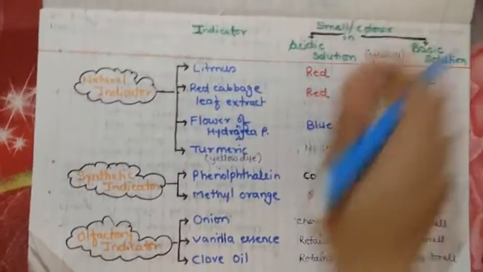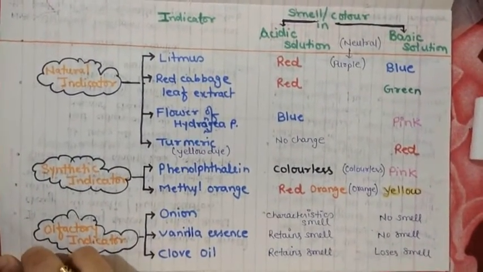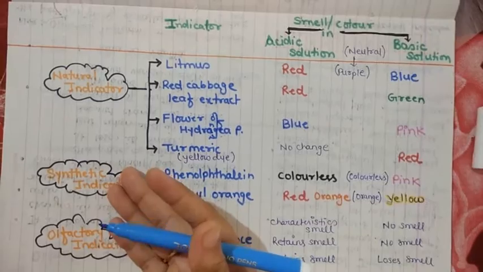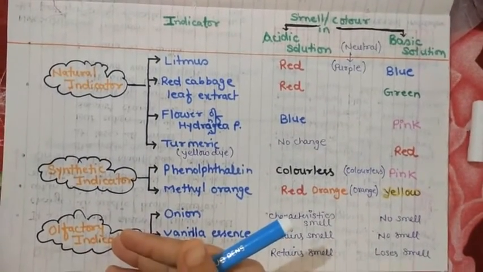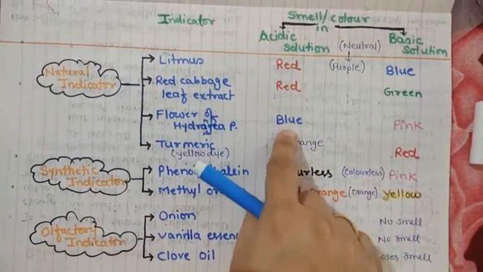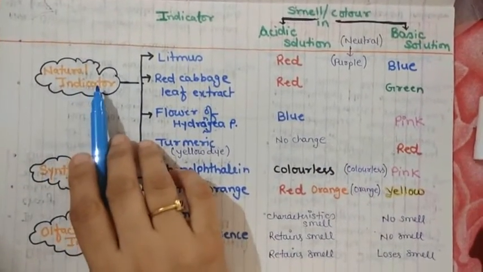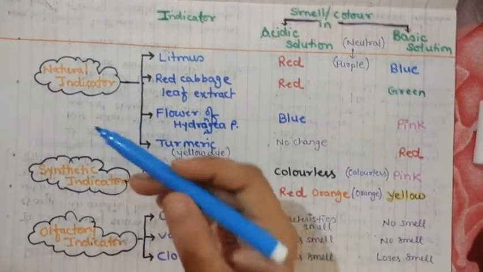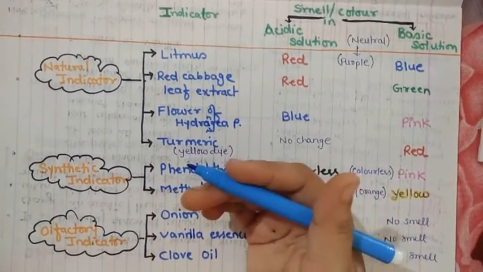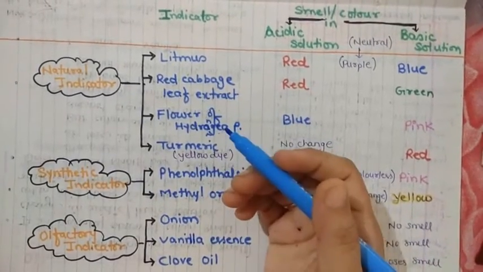Next we will learn about the indicators in detail, that is, what some more indicators are that can be used. So the indicators can be classified as natural, synthetic, or olfactory indicators. First we will learn about the natural indicators. Which indicator will we use? What will be the color change in acidic solution? What will it be in basic solution? First, natural indicators. What are natural indicators? Generally, those which are present in nature or provided from natural substances. Those indicators which are extracted from nature are called natural indicators.